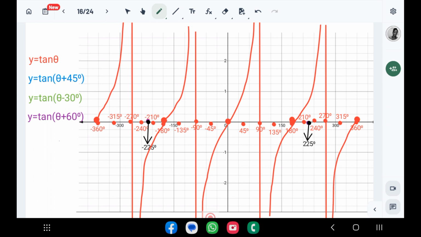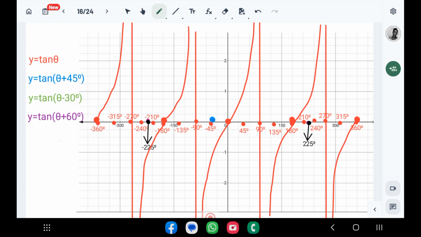Easy peasy so far. All right, the blue graph. Notice the blue graph has been shifted 45 degrees to the left. Plus means to the left, 45 degrees to the left. So we take the branch, right? And the asymptote. We take that, and we also take the x-intercept right in the middle. It's been shifted 45 degrees to the left, so that's the first x-intercept. This is where it will be, at negative 45 degrees.